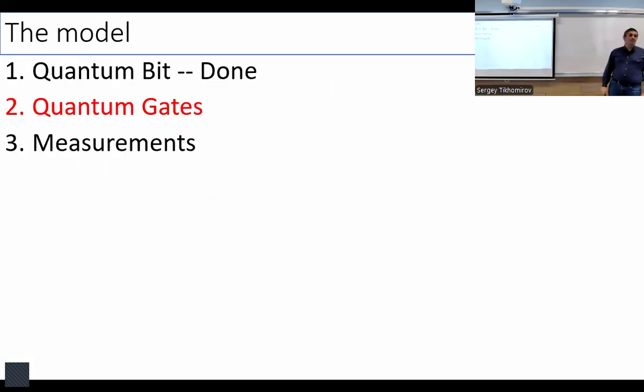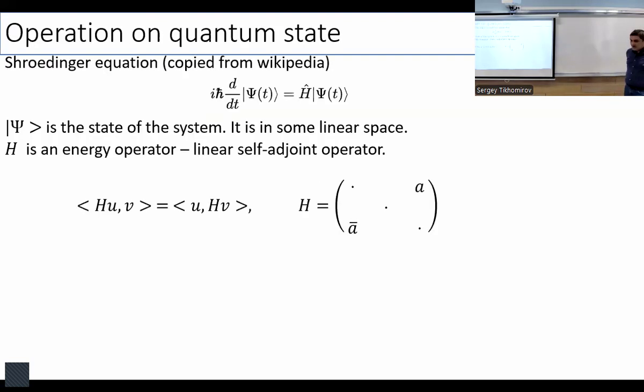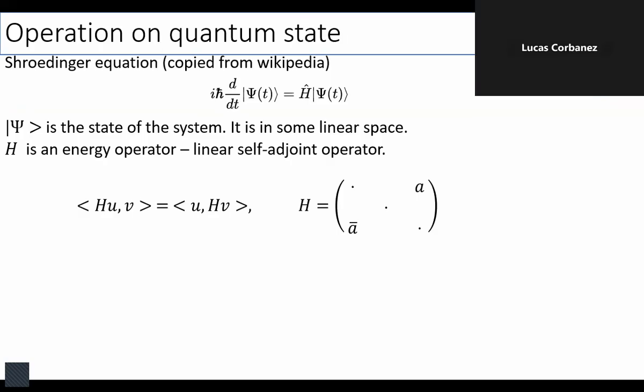Now the model consists of three things: quantum bit, quantum gate, and measurement. Let us come to quantum gate, which is the operations we are allowed to do. Here I would like to give some motivation from quantum mechanics, even though in the end, as I promised, I give just a mathematical model. Here it is very easy to demonstrate why the model is as it is.